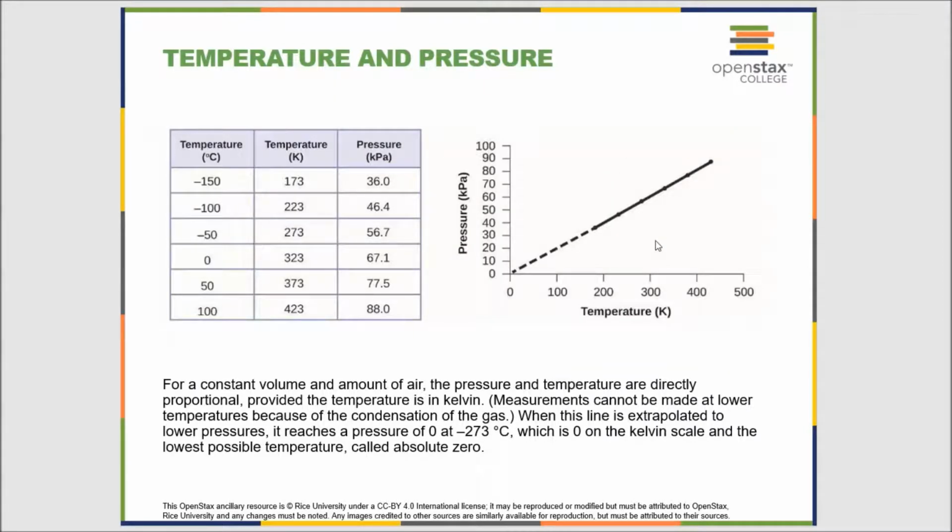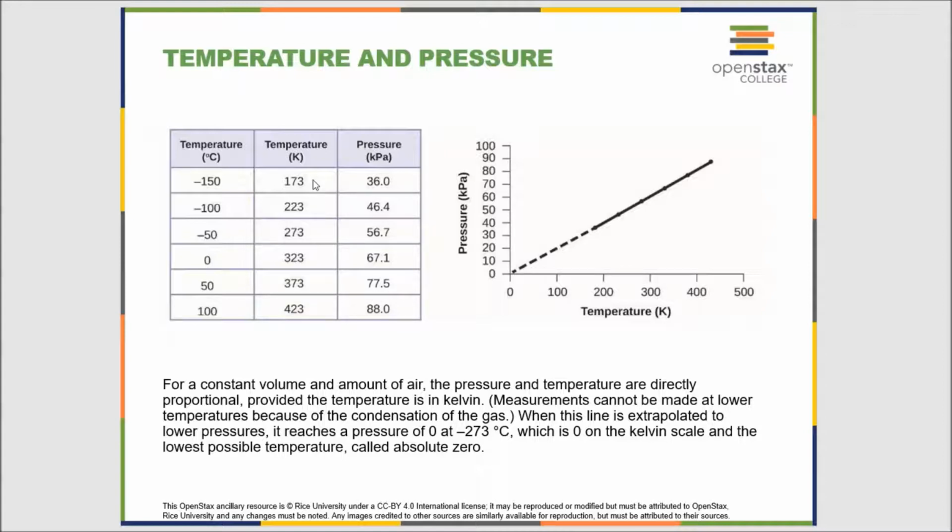However, there's something important to note about this. That temperature has to be in Kelvin, the absolute temperature scale. Note that for all gas law equations, if they involve temperature, the temperature has to be in Kelvin. If you take an example here in Celsius, if we double the Celsius temperature from 50 to 100, we don't even come close to doubling the pressure. It goes from 77.5 to 88. It would have to go up to over 150, actually 155, if we doubled the pressure.